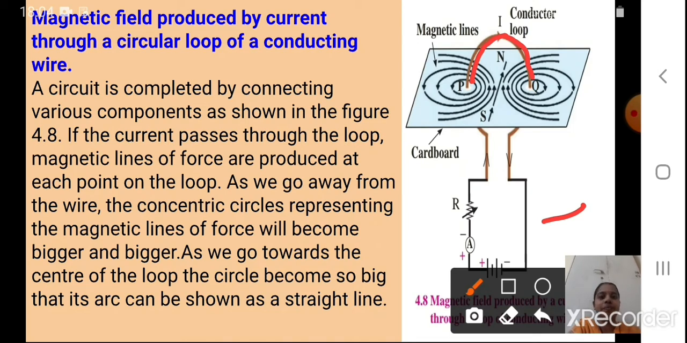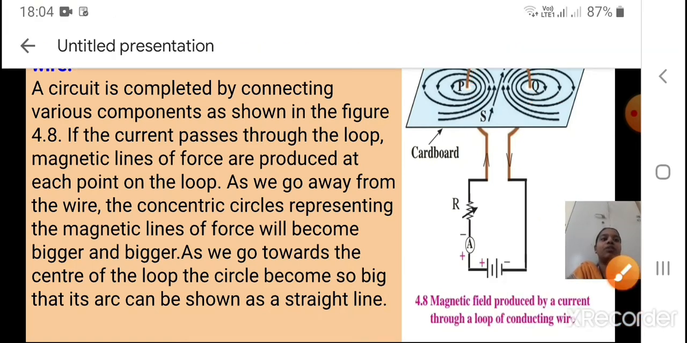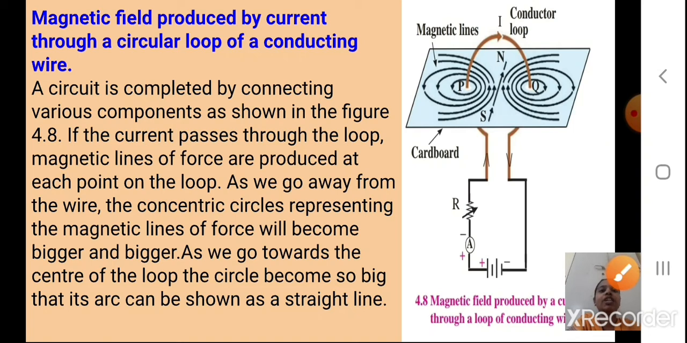Simple way, bending. Okay. Now, if the current passes through the loop, magnetic lines of force are produced at each point on the loop. So these are the end points. Can you see P is written and Q is written? Yes, these are the end points of the loop. Can you see it again now clearly? P and Q are there.